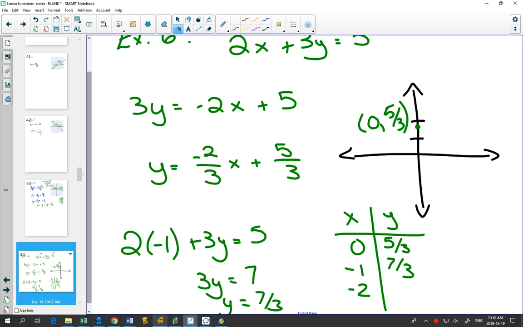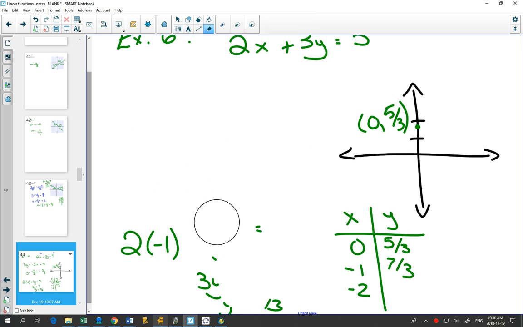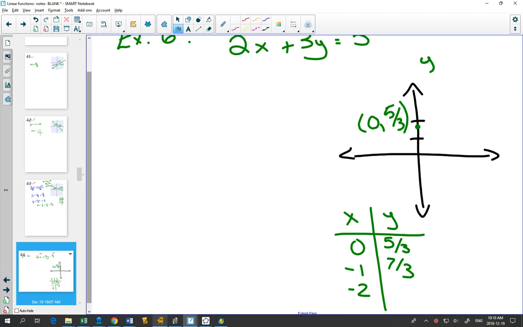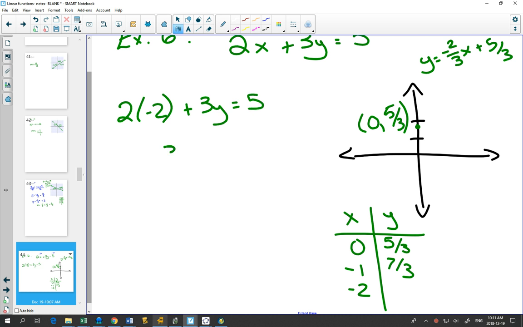Let's try it. If I try negative 2, erase everything I have so far. Oh, actually, I don't want to erase the y equals mx plus b. So that was negative 2/3 x plus 5/3. I'll save that over there for later. If I plug in negative 2, 2 times negative 2 plus 3y equals 5. Oh, this does work out nice because that's negative 4. Add 4 to both sides. Oh, beautiful. Y is equal to 3.